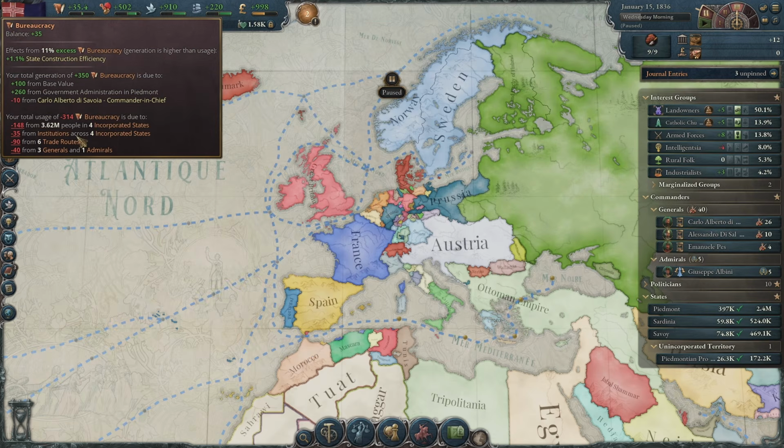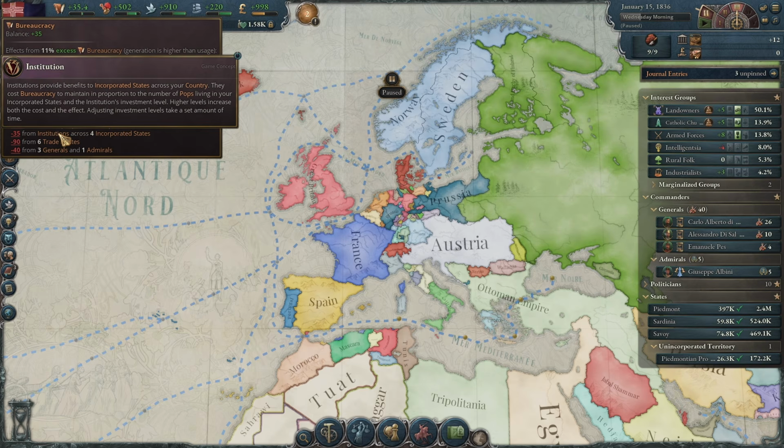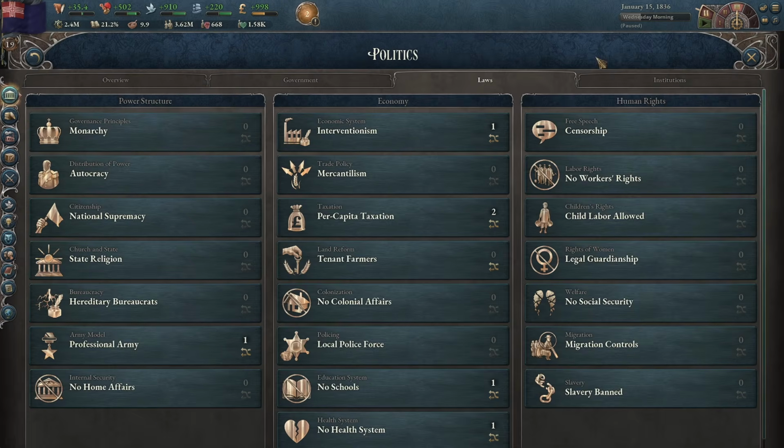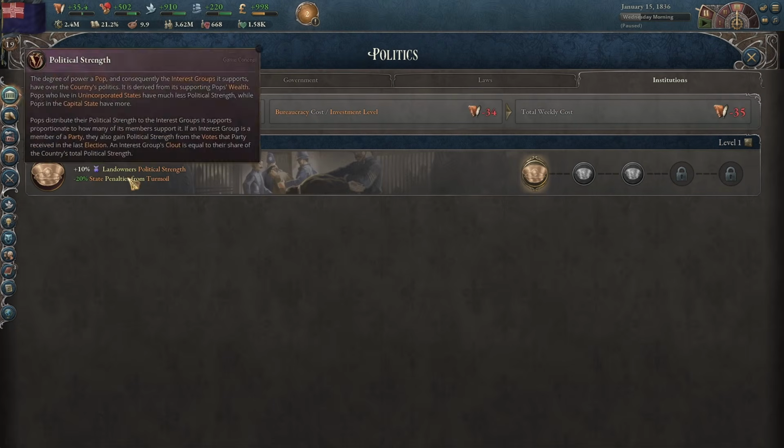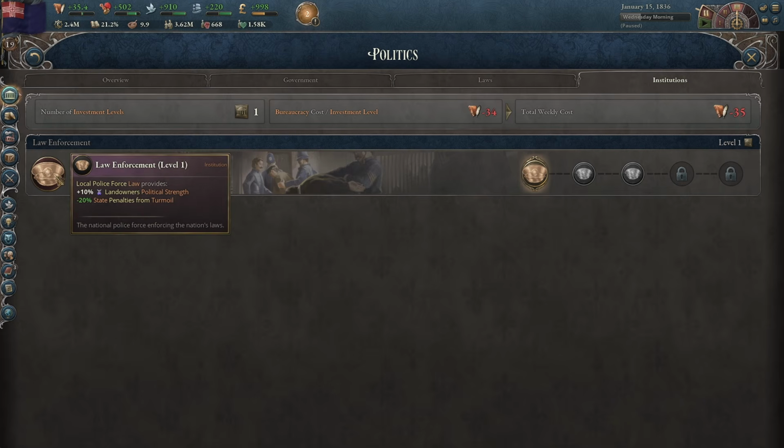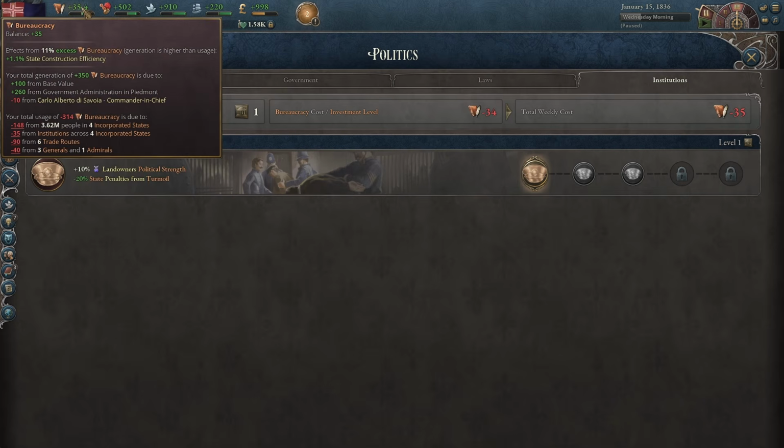You also have to grow your bureaucracy as your government becomes more complicated. In this case, institutions represent sort of permanent laws that the government is responsible for governing. Sardinia-Piedmont, for instance, begins with a level 1 law enforcement on the books, and this level 1 law enforcement provides us bonuses in turn while also costing us in terms of bureaucracy on a recurring basis.